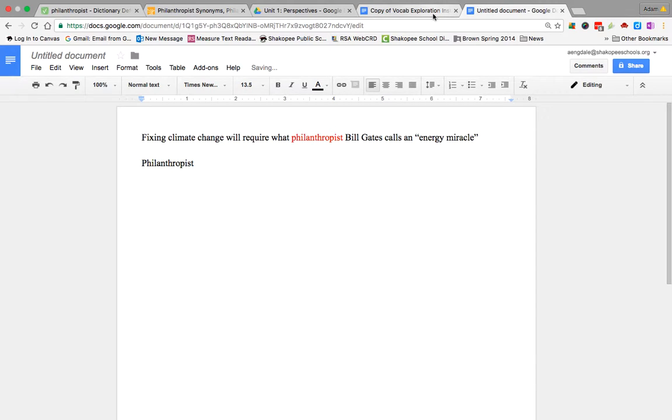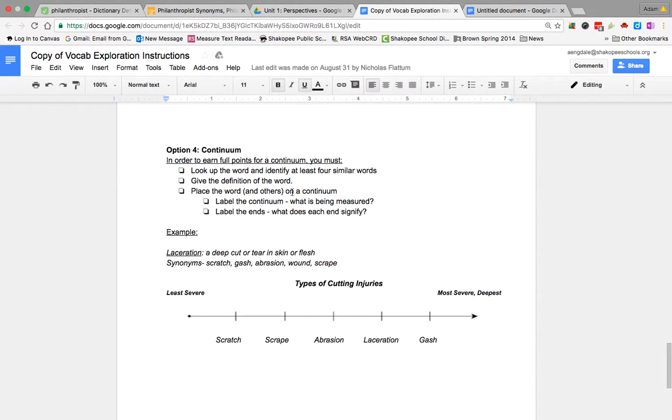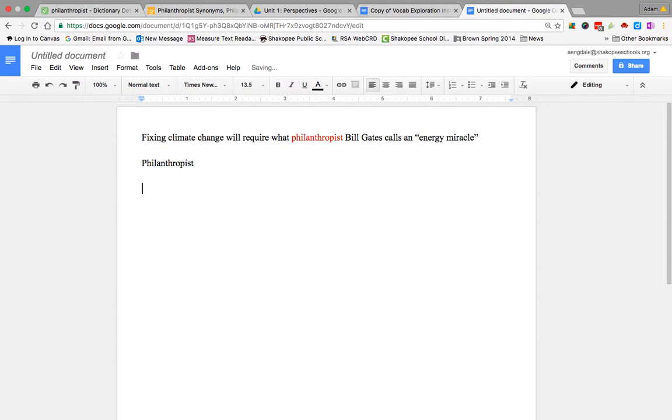And so if I go over to my directions, it says I need to look up the word and I need to identify at least 4 similar words. Now, the key here is similar. They don't need to be synonyms necessarily. They need to be related. So I need to find the definition.